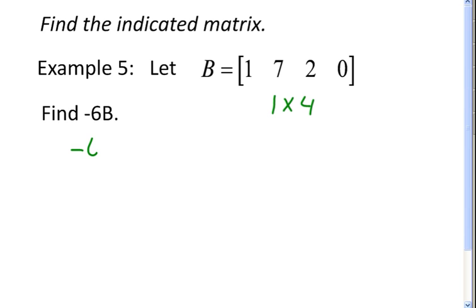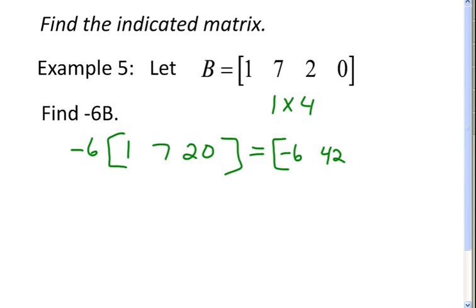So we're going to take negative 6 and multiply it by the matrix 1, 7, 2, 0. And that equals negative 6 times 1 is negative 6. Negative 6 times 7 is negative 42. Negative 6 times 2 is negative 12. And negative 6 times 0 is just 0. So all you do when you're going to multiply is multiply each entry on the inside.